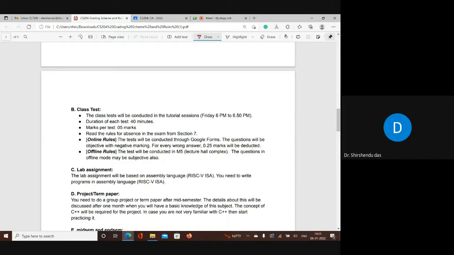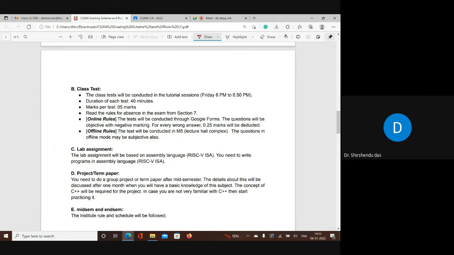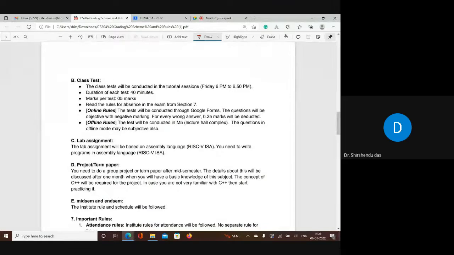Read the rules of absence again. If you miss a particular class test, or if you face some issues during a test, the rules are mentioned in section 7, and I will explain them. There are two possibilities here: if we continue in online mode, how will we take the class test, and if we start offline, what will the rules be. In online mode, the rules will be simple. The test will be conducted through a Google form, and the questions will be objective type with negative marking. For every wrong answer, 0.2 marks will be deducted.